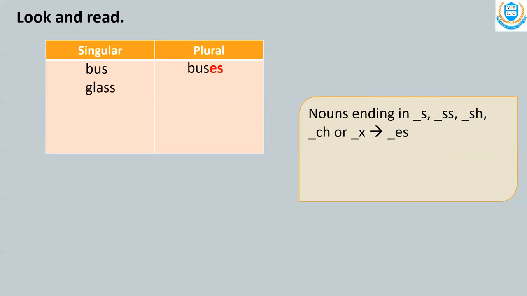What are the ending letters? S-S. So G-L-A-S-S-E-S. Glasses. And then. Let's see next. What are the ending letters? SH. Okay, D-I-S-H-E-S, dishes. And next, torch, torches. And box, boxes. You got it?